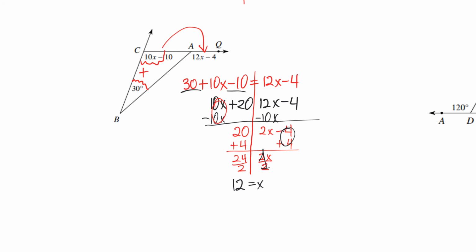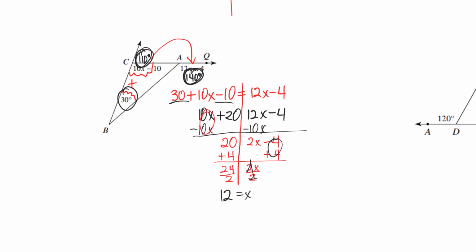So if you, yep, this would be 140. And this would be 120, that'd be 110, which makes sense because 30 plus 110 is 140. So that's all good.